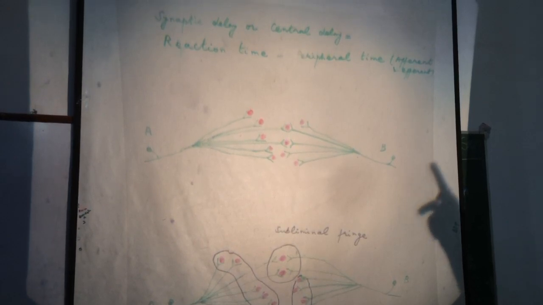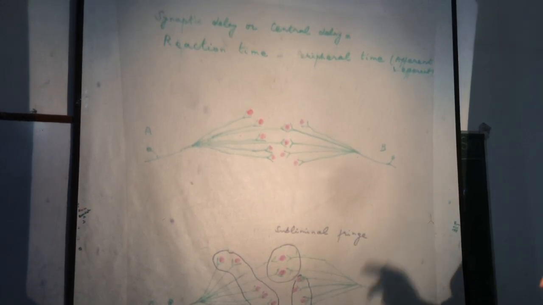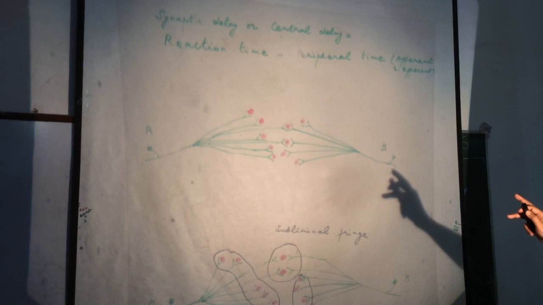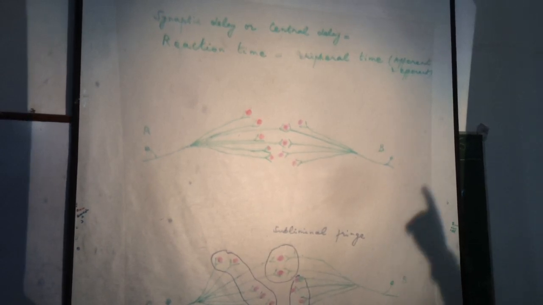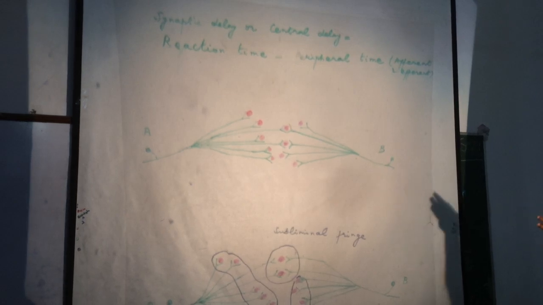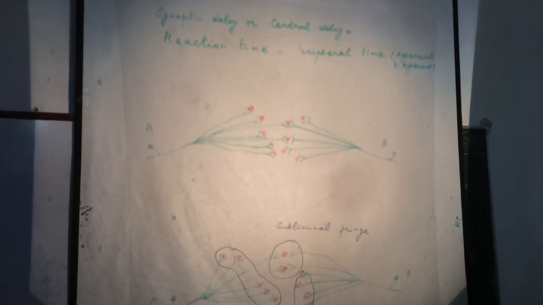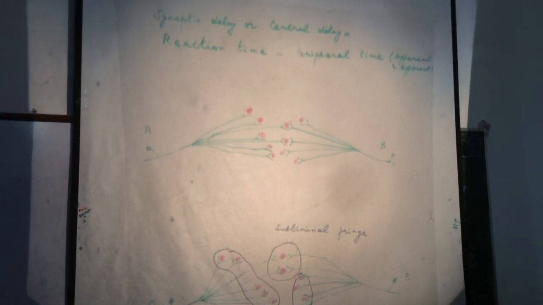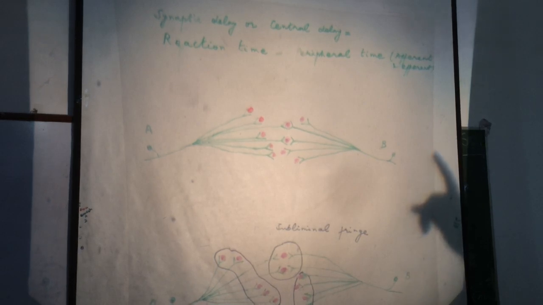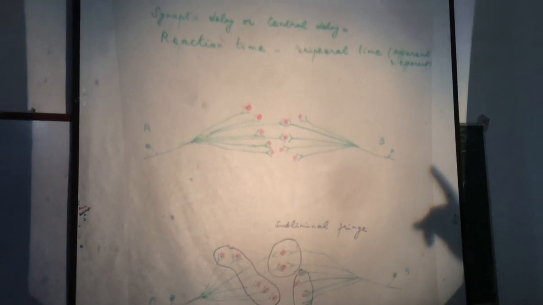It is 10G. You stimulate both the afferents simultaneously. Separately, 7G by afferent A, 5G by afferent B. When you stimulate both the afferents A and B simultaneously, the muscle tension produced will be 10G.